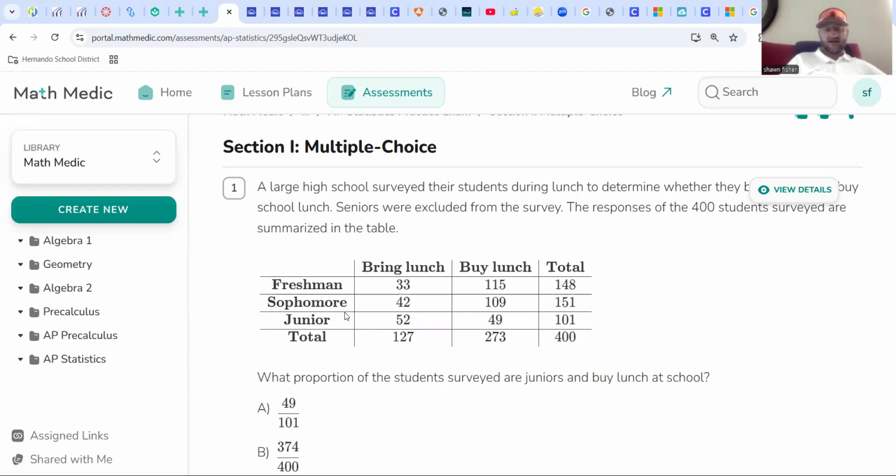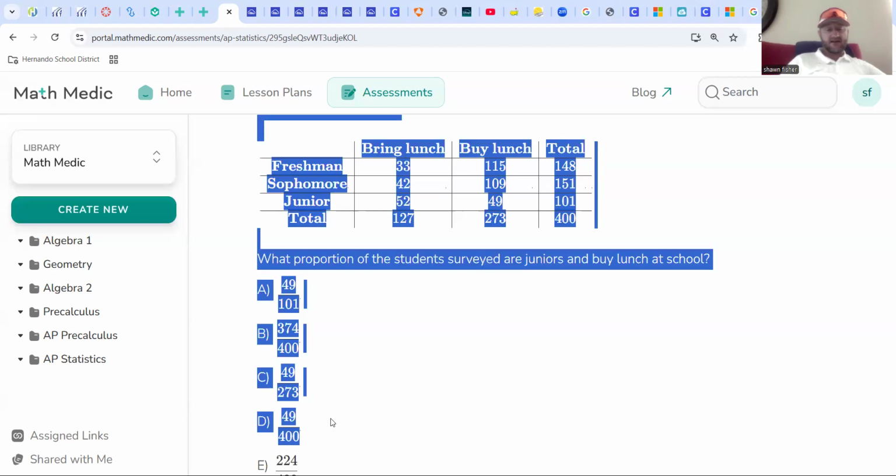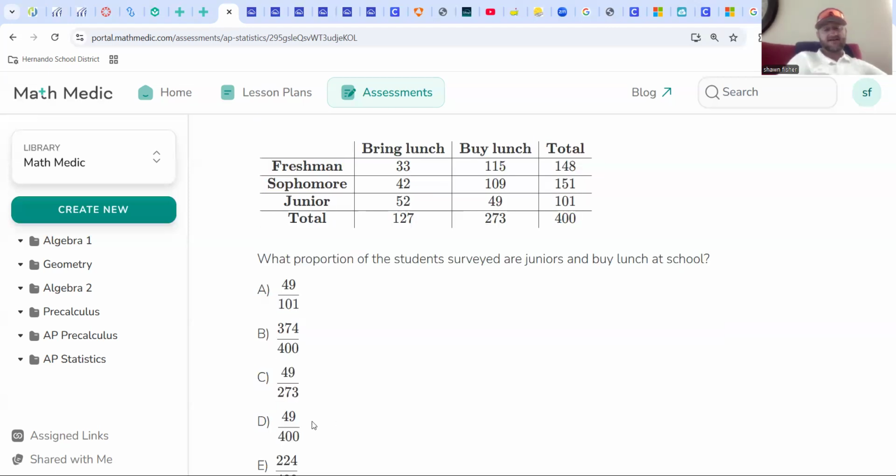Well, let's look. It goes this way and buy the school lunch this way. Where do they meet at? 49. 49 over 400. That's the proportion of students that are juniors and buy lunch. 49 out of all of the students. This should be letter D. Really easy, like we said, really easy, letter D. Okay, hopefully you got that one right.